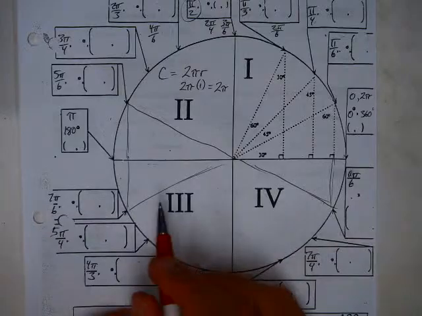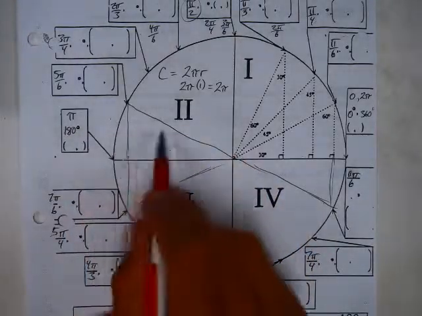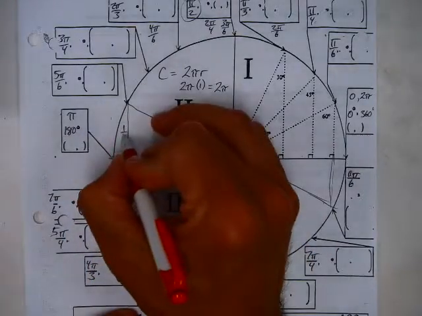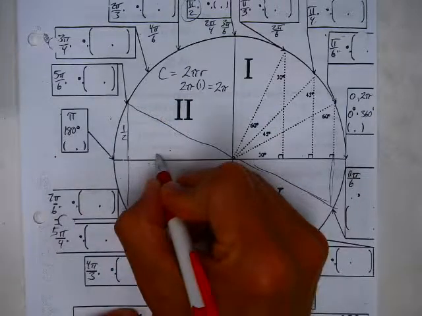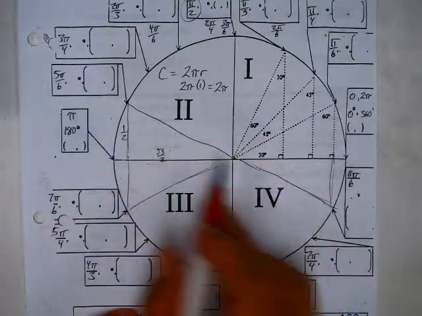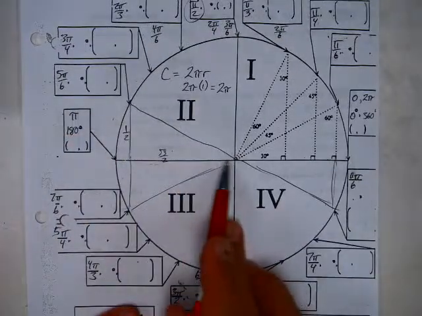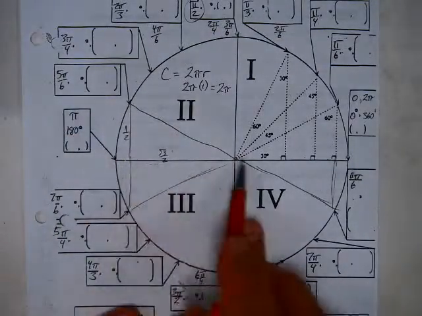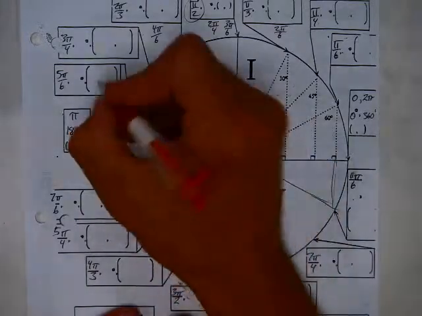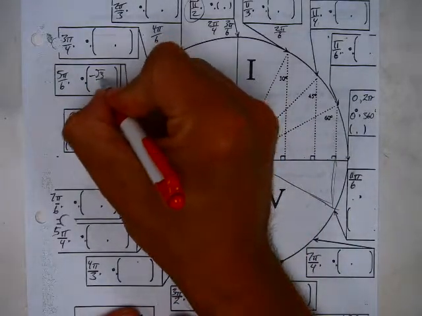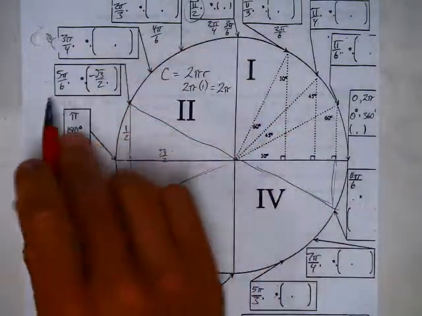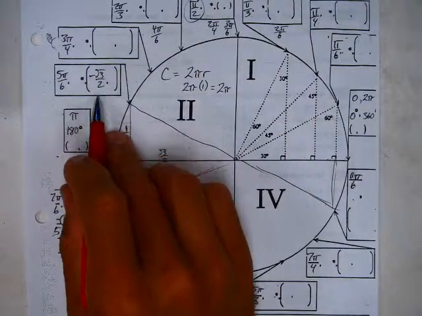Then it's just a matter of identifying the sine and the cosine. So if I look at this triangle here, this height is 1/2, this distance is root 3 over 2. But if I asked you for the cosine of 5 pi over 6, I'm asking you for the x value. Not only am I asking you for the length, but I'm asking you for the direction. So the cosine of 5 pi over 6 is negative root 3 over 2.